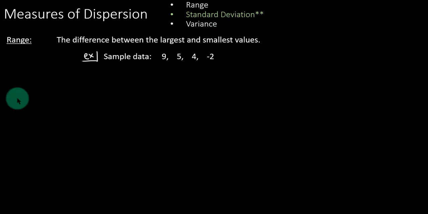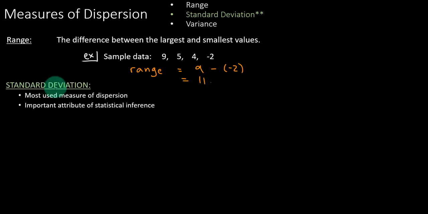Let's start with the range. Pretty quick on this one. It's just the difference between the largest and smallest values. So with this example, we saw this data in the previous video. If we want the range here, it's sort of the distance that the data set spans. So the biggest value minus the smallest value gets us 11. So this data set spans a distance of 11 units.